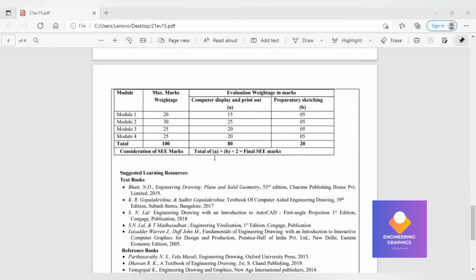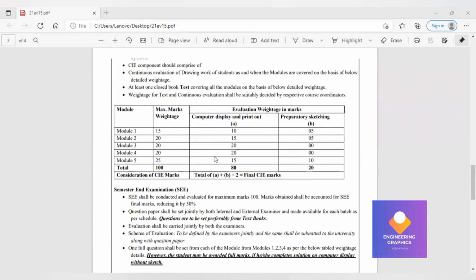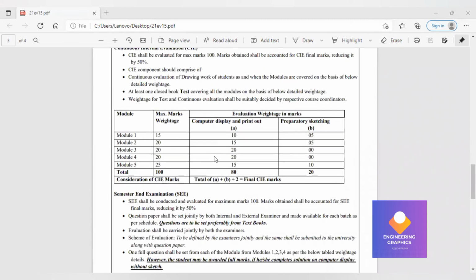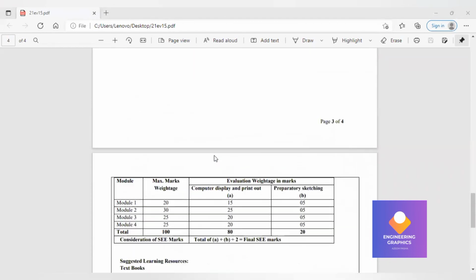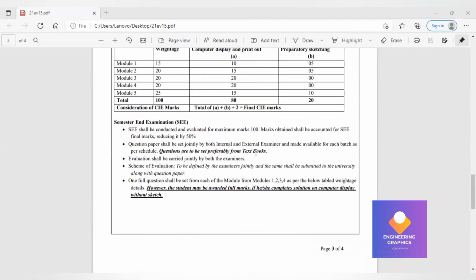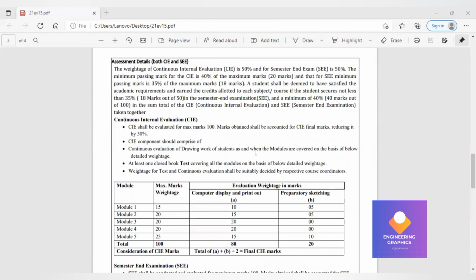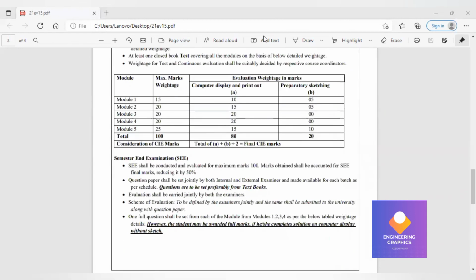Okay, so you can see how the marks were there and what books were recommended. You can see the difference between CIA and SEE. In CIA we should consider 5 modules, and in SEE we should consider module 1, 2, 3, 4. You can see the question paper has to be set from the textbooks. Okay, you can see the internal evaluation marks and all.